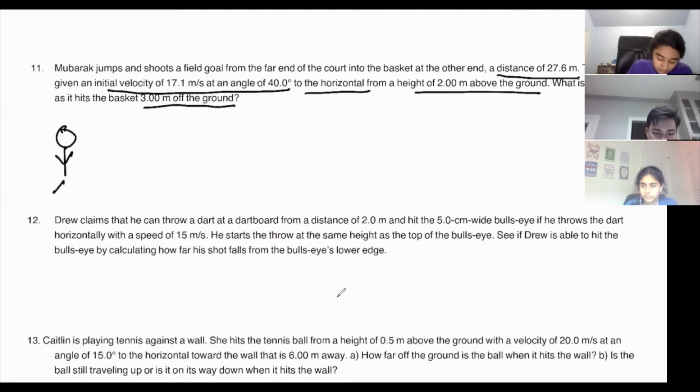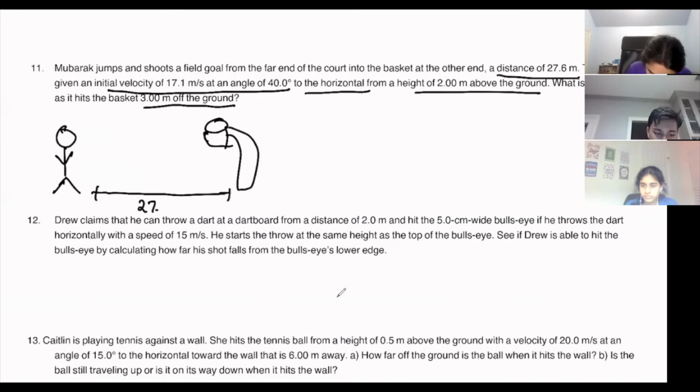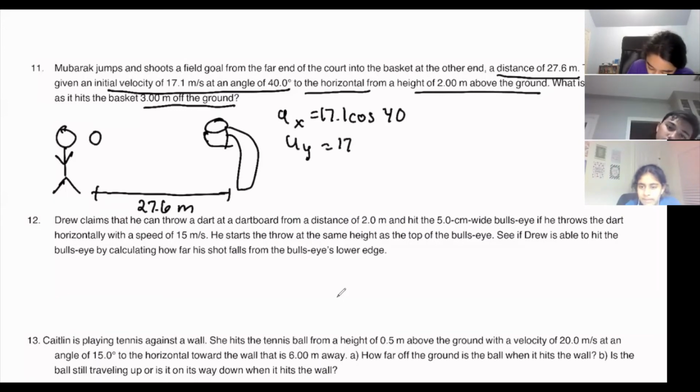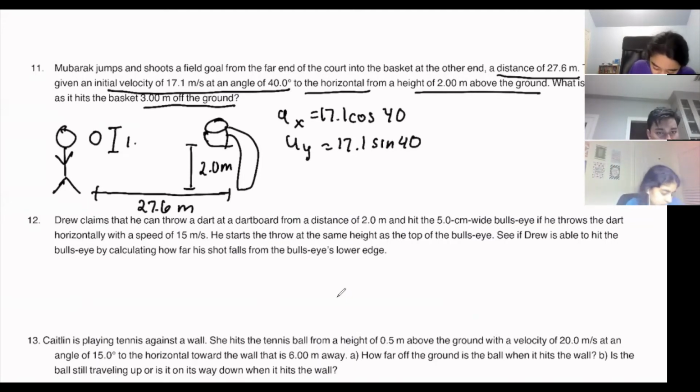So if I draw it, this is Mubarak, and he throws it at the basket. So let's say that's the basket. It's a distance of 27.6 meters. The ball is given an initial velocity, so Ux would basically be 17.1 cos 40, and Uy would be 17.1 sine 40. From a height of 2 meters above the ground, so this is 2 meters above, and that means it's thrown from about 1 meter below the basket, because the total is 3 meters off the ground.